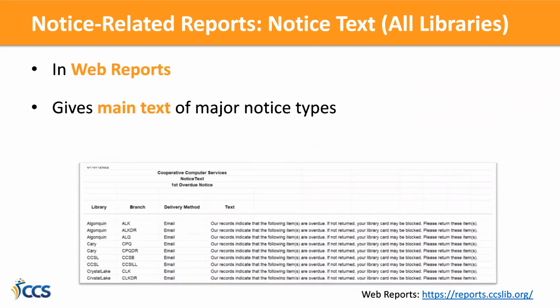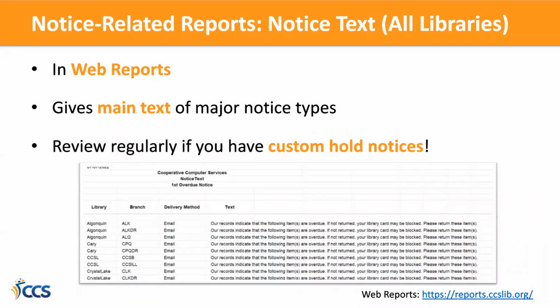The next report, this one's important to know about. This is the Notice Text All Libraries web report. So this report's going to show you what notices say. It runs daily, so it's always up to date. This one is important to check. If your library uses any kind of customized text for those eligible notices, just make sure your text is up to date and it doesn't have outdated hours of operation or service information.